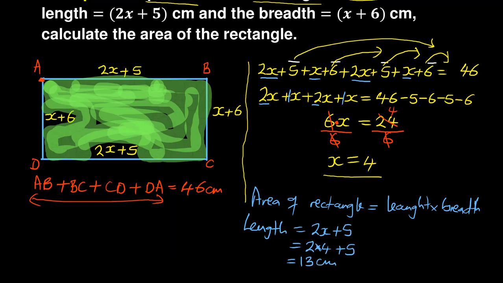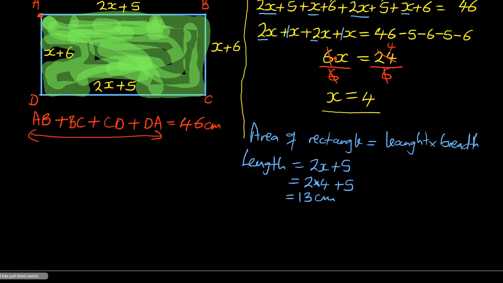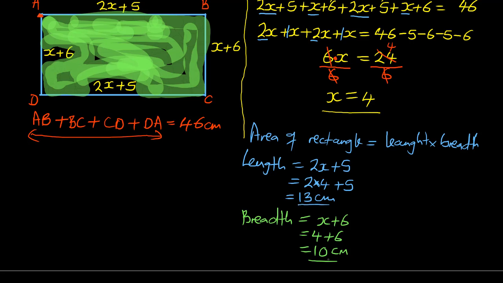And then what about the breadth? The breadth is x plus 6. In this case it is x plus 6. Now remember, your x is 4, so it is 4 plus 6, and it is equal to 10 centimeters. So you have got your length, which is 13 centimeters. You have got your breadth, which is 10 centimeters.